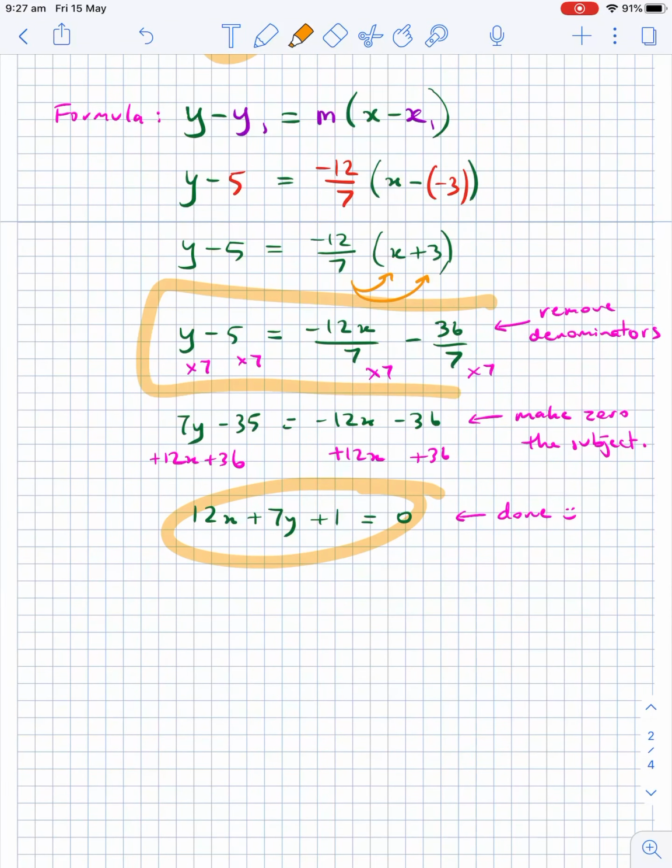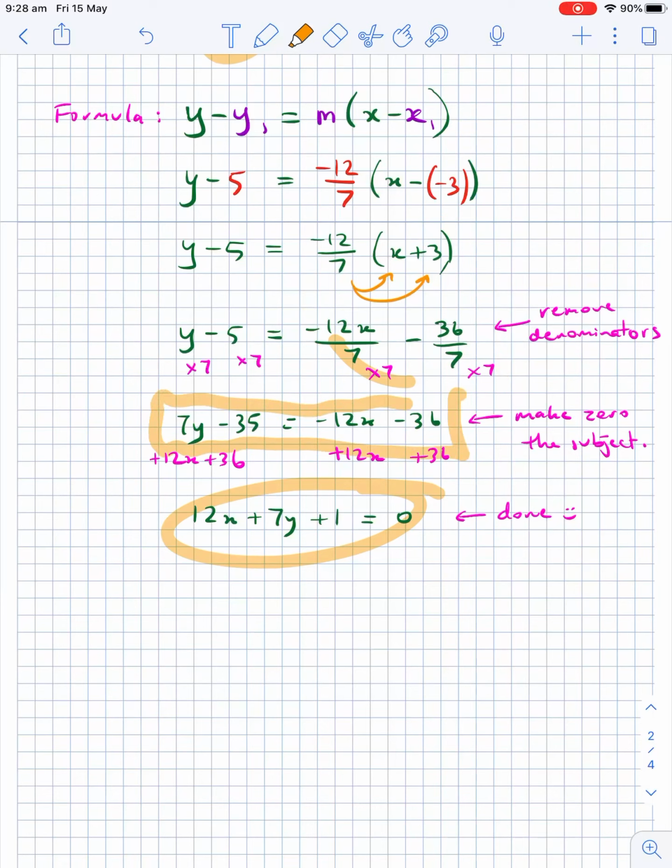And now we've got this line to work with. We don't want to deal with these denominators. So to get rid of a denominator of 7, we're going to multiply by 7. We have to do that to every single term. So y times 7 is 7y. 5 times 7 is 35. These 7s cancel and these 7s cancel as well. So leaving you with minus 12x minus 36.